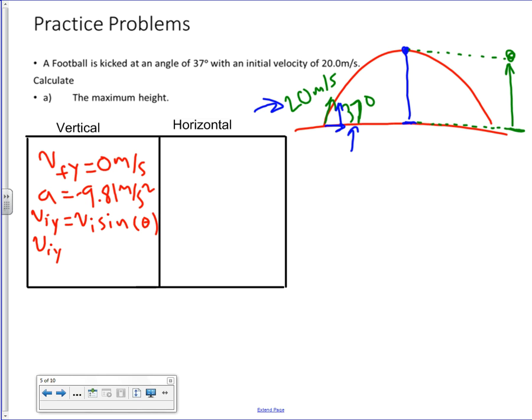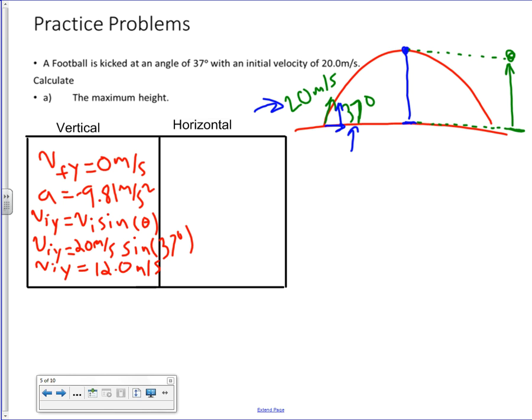Let's do it again. It's 20 meters per second times the sine of our angle. I'm going to go over a little bit, but it's okay because we're not going to use the horizontal part for this. But just imagine I didn't. Okay, this is equal to 12 meters per second. That's my calculation.